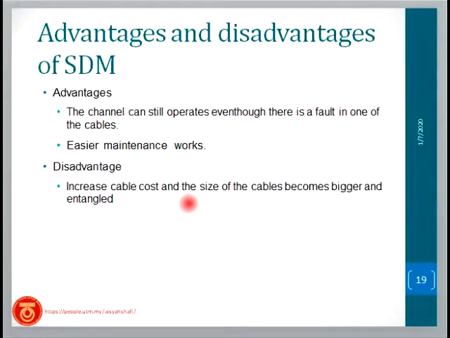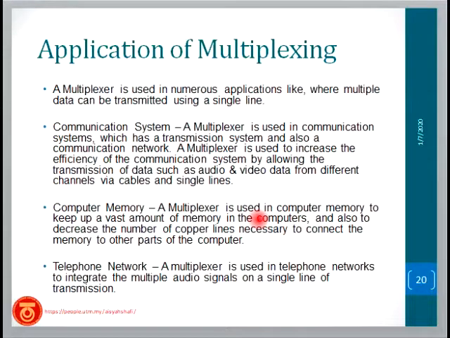Okay, advantages and disadvantages of SDM. The advantage is the channel can still operate even though there is a fault in one of the cables, and it makes maintenance work easier. The disadvantage of SDM is that it increases the cable cost, and the size of the cable becomes bigger and entangled.